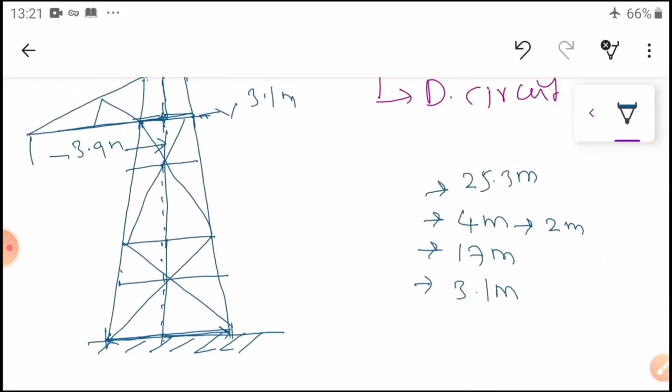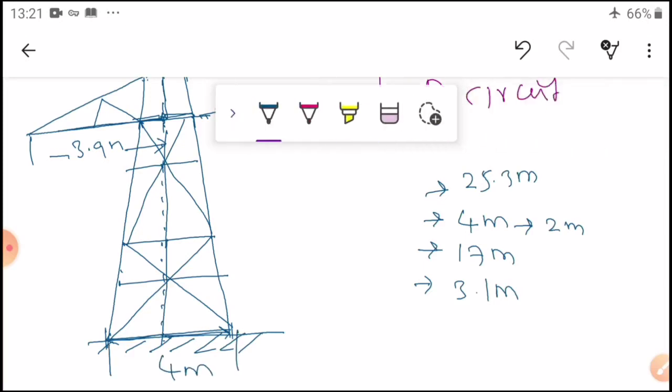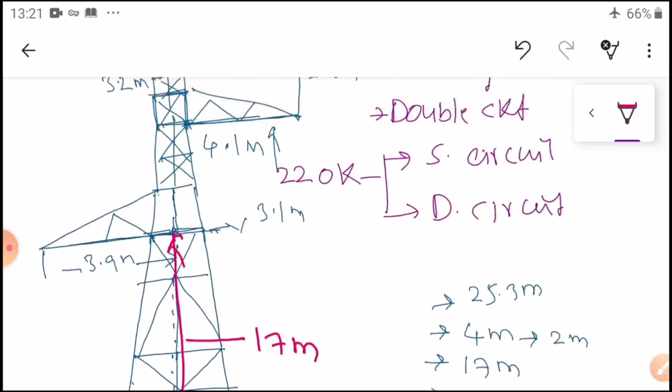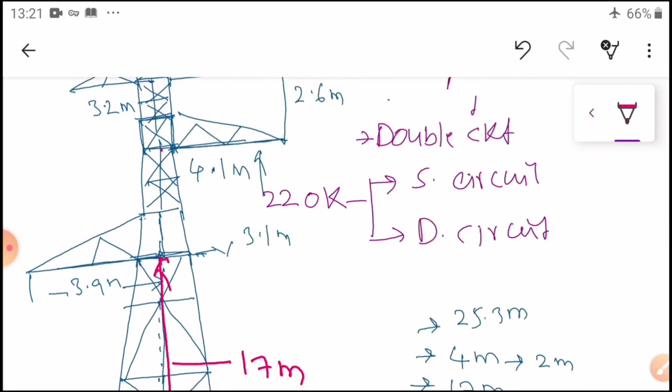We have taken this length equal to 4 meters. You can take a color for this one. What is the length? This is equal to 4 meters. That's why I have taken 2 meters, 2 meters for the length. So nearly the total length up to this one is 17 meters. After that, from this place to this place, what is the distance? That is 3.1 meters.